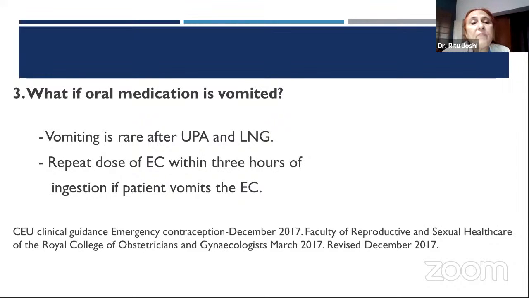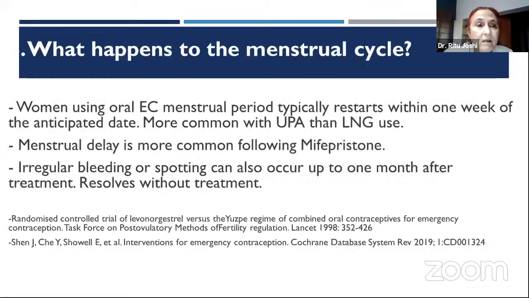What if the oral medication is vomited? Well, vomiting is rare after ulipristal and LNG, but a repeated dose of EC within 3 hours of ingestion would be good if she vomits the emergency contraceptive pills. And what happens to the menstrual cycle? This is something which is very important for us to understand.